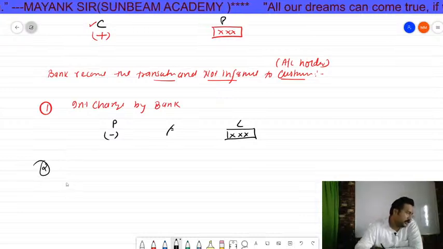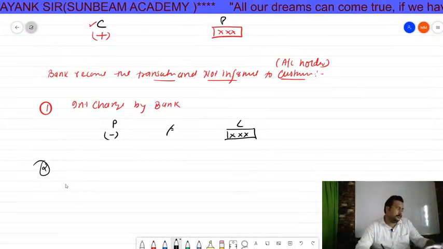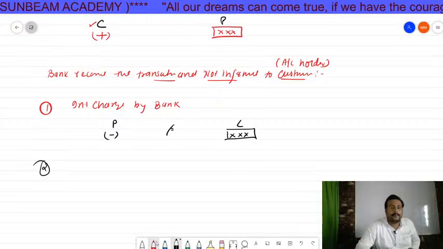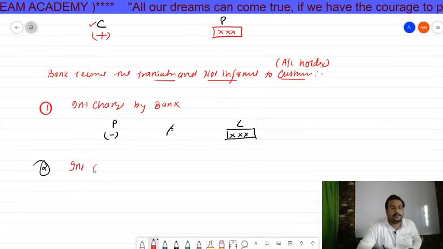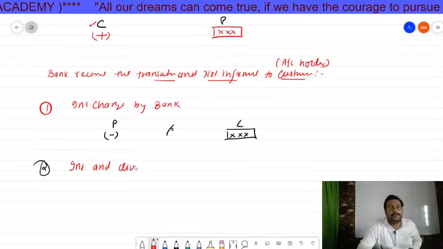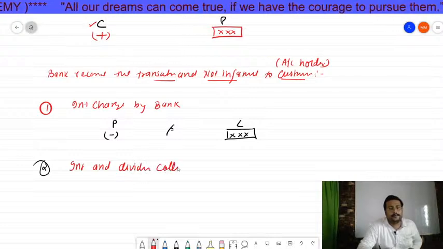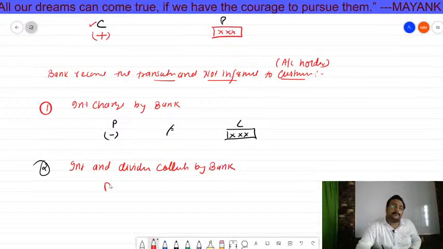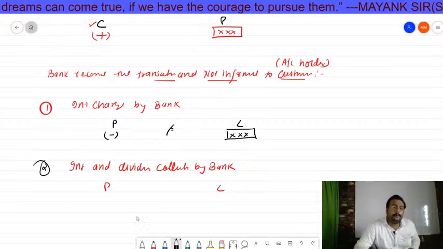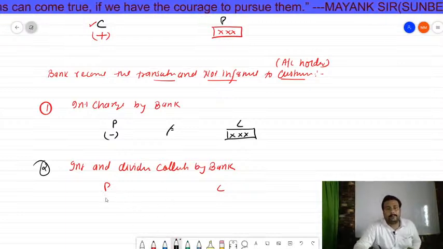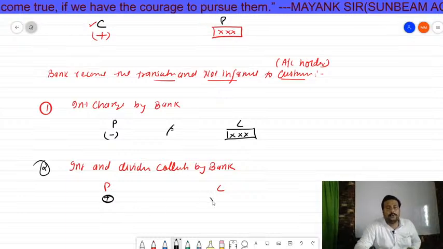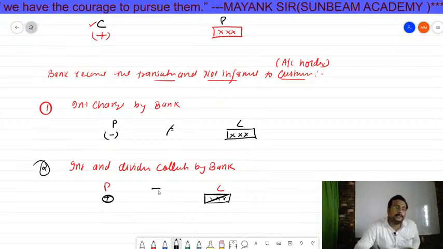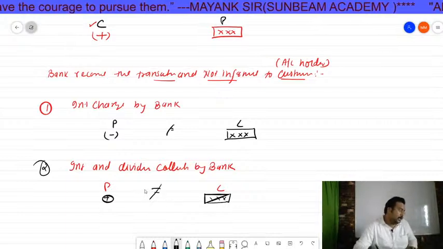Second बच्चा, what is the second one? Interest and dividend collected by bank. Now बच्चा, passbook and cash book: the bank collects the interest and dividend, so the bank will increase your passbook but gives no information to you, so the cash book is not affected. Okay, so passbook and cash book will not show the equal balance.